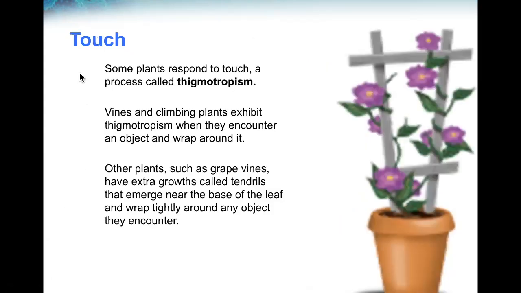Some plants respond to touch, a process called thigmotropism. Vines and climbing plants exhibit thigmotropism when they encounter an object and wrap around it. Other plants, such as grapevines, have extra growth called tendrils that emerge near the base of a leaf and wrap tightly around any object they encounter.